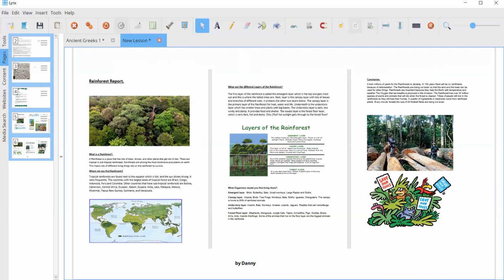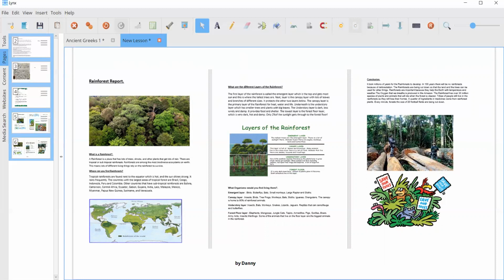So his introduction: what is a rainforest? Lots of trees, shrubs and other plants, gets lots of rain. Don't forget the heat. Rainforest, one of the most biodiverse ecosystems. What a brilliant phrase, Danny. Excellent. Where can you find them? Tropical rainforest next to the equator, which is hot. Good. You've got Brazil, the Congo, Indonesia, Peru, and Colombia. And you've listed a whole long list of countries there where you might find tropical rainforests.